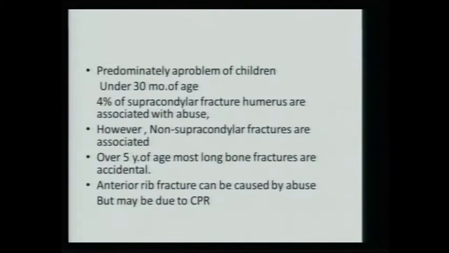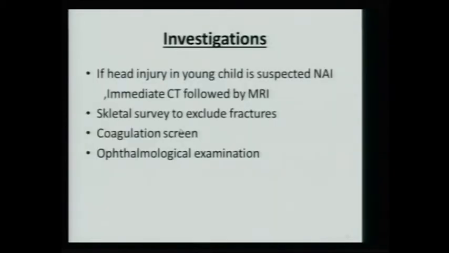Fractures from non-accidental injury are predominantly a problem of children under the age of 30 months. 4% of supracondylar fractures of the humerus are associated with abuse. However, non-supracondylar fractures are more associated. Over 5 years of age, most long bone fractures are accidental. You know, anterior rib fracture can be caused by abuse, but maybe due to CPR, don't forget. Like we have here, there is a posterior rib fracture and also an intermediate rib fracture. Okay.